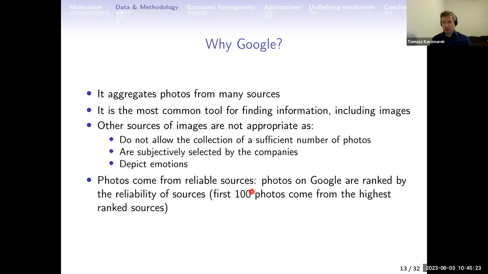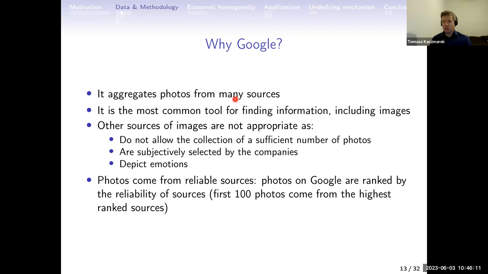And now the important question: why do we use Google? First of all, because it aggregates photos from many sources. So when we have photos in Google, it is like an aggregation from everywhere, from newspapers, from company web pages, from Wikipedia. So that's why it's a common set of photos that can demonstrate what the company is doing. Also, it is the most common tool for finding information. So typically when we want to find some photos, we just go to Google and check what the representation is for each product or each company that we are interested in.